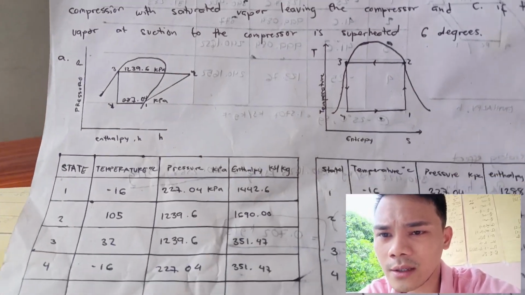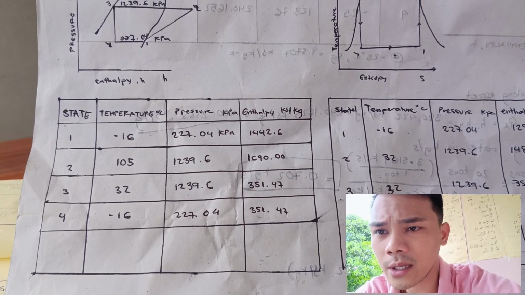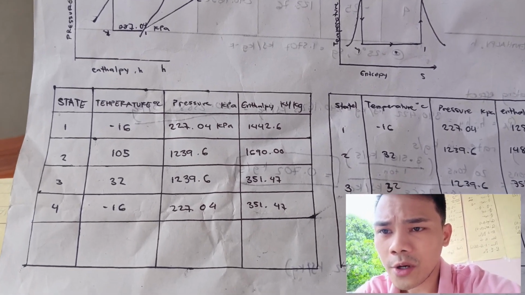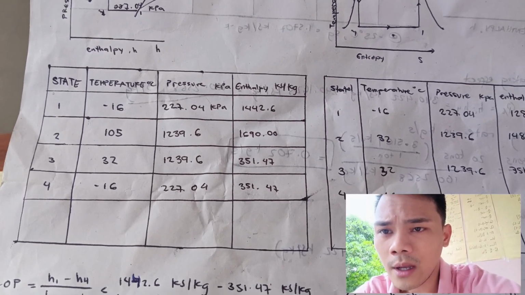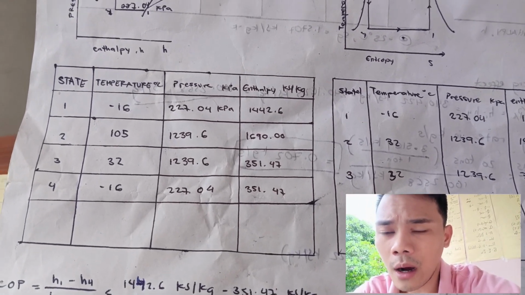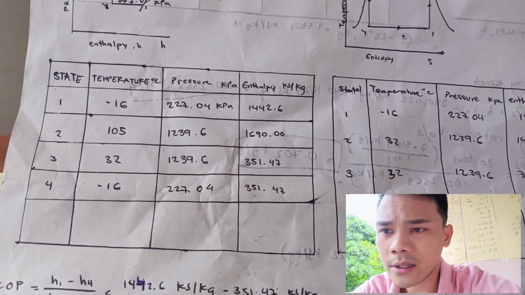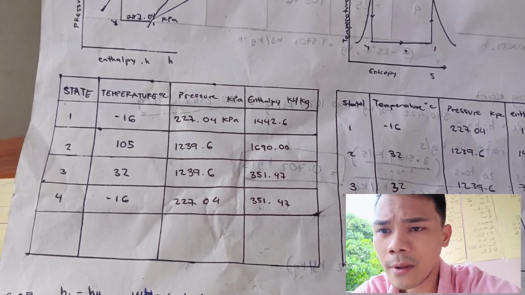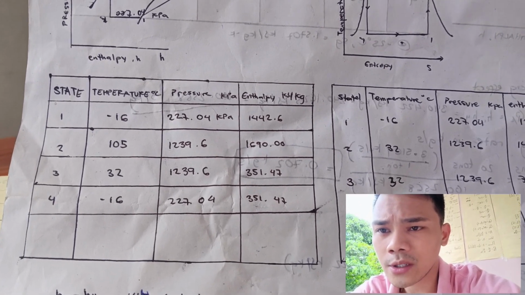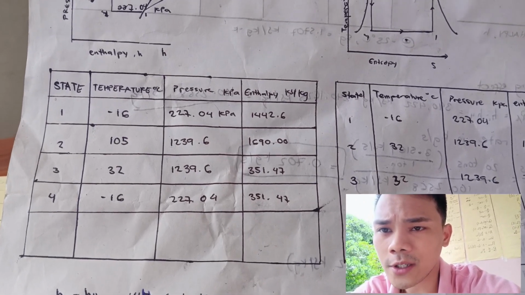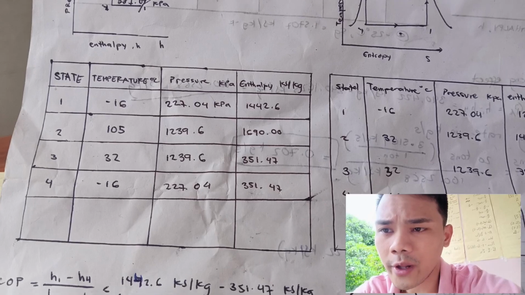So next we put it in a table. In state 1 we have negative 16 degrees Celsius, the pressure at state 1 is 207.04 kilopascal, and our enthalpy is 1442.6 kilojoules per kilogram. In state 2 we have 105 for the temperature, then our pressure is 1239.6 kilopascal and our enthalpy is 1690.00 kilojoules per kilogram.